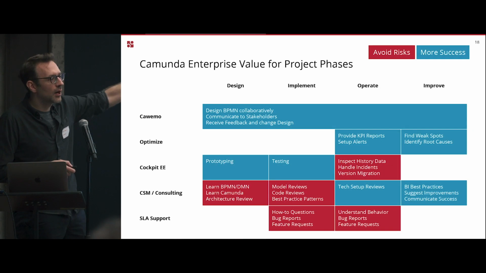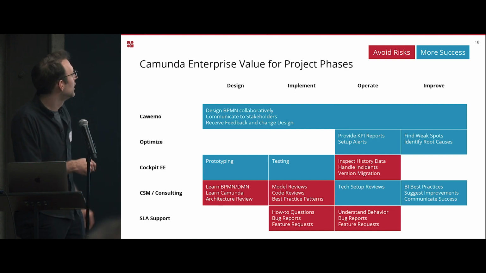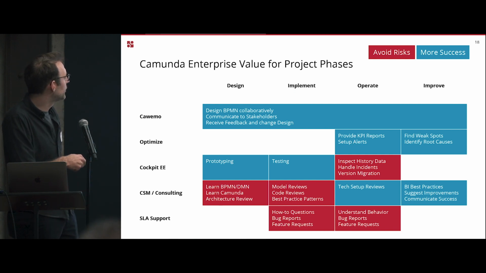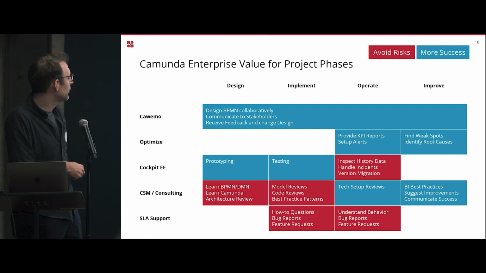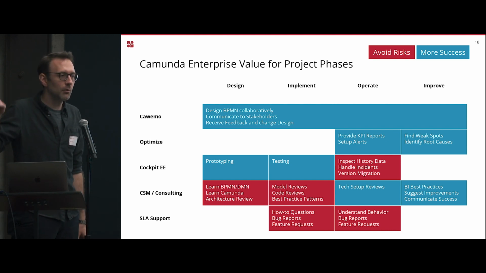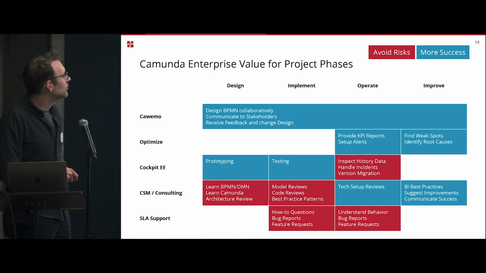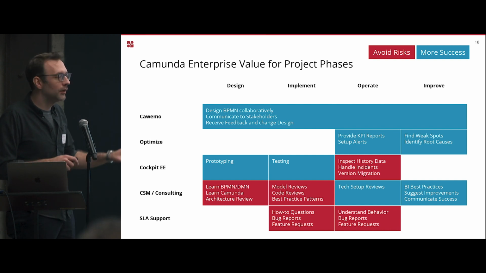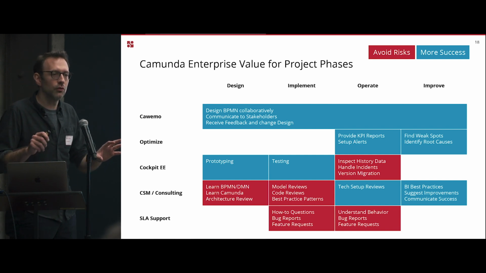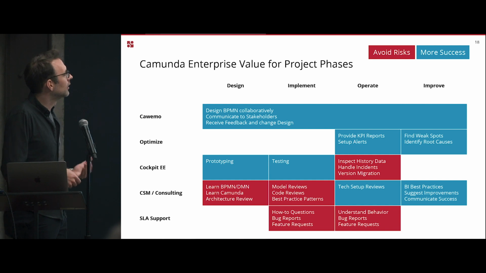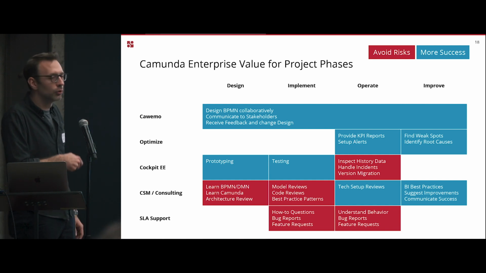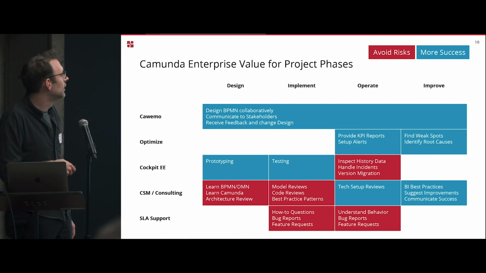So now this is an attempt to map this a little bit. We now have the tool stack here, Cowimo, Optimize, Cockpit EE, CSM, consulting, and then SLA-oriented support. Up here we have the different phases we looked at with the BPM Lifecycle. And what I try to visualize here is basically when I look at the Enterprise Edition and the value it provides, in which phases does it provide that value and by which tools or offerings here. So for example, we talked about Cowimo.